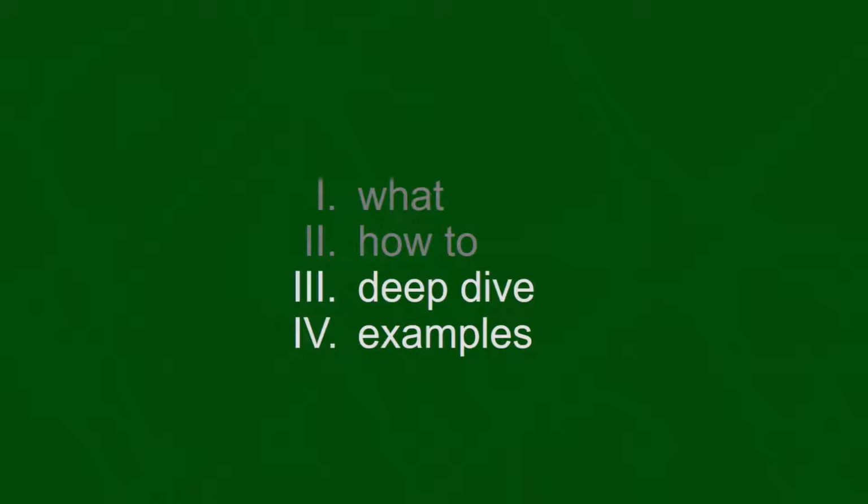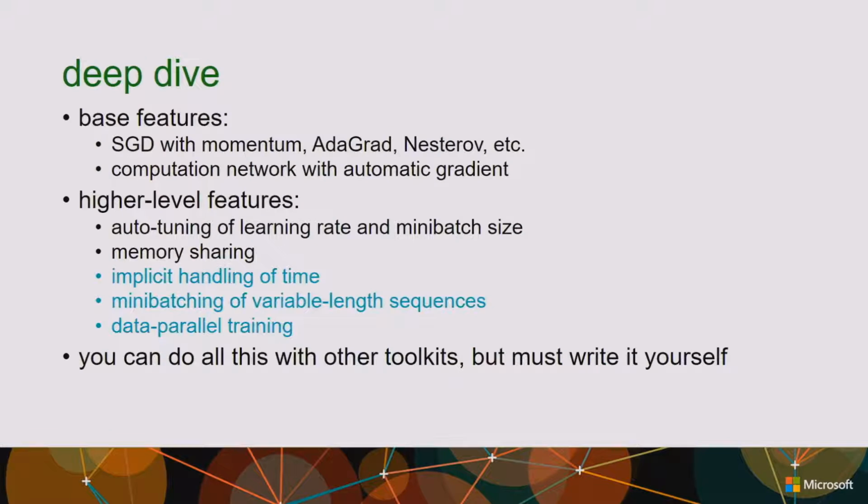Okay, so this gave you, I think, an idea of what CNTK is and what typical use would look like. I now want to dive a little bit deeper into a few technologies that I think make CNTK a little bit special and different from the other toolkits. The specific techniques I want to talk about are how we're handling time, how we're doing mini-batching of variable length sequences, which, if you have used other toolkits, is a little bit fuzzy and hairy problem, and how the data parallel training actually works.